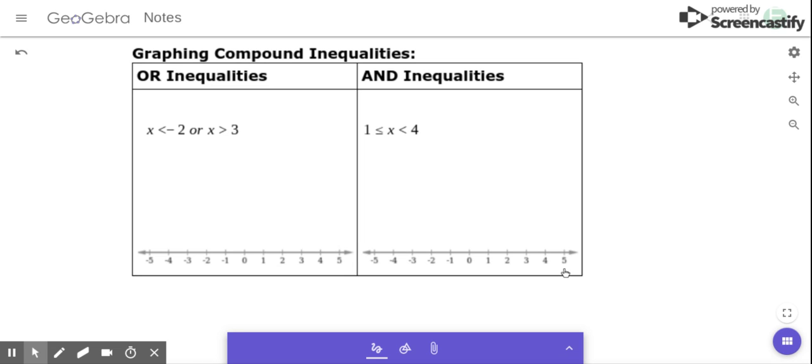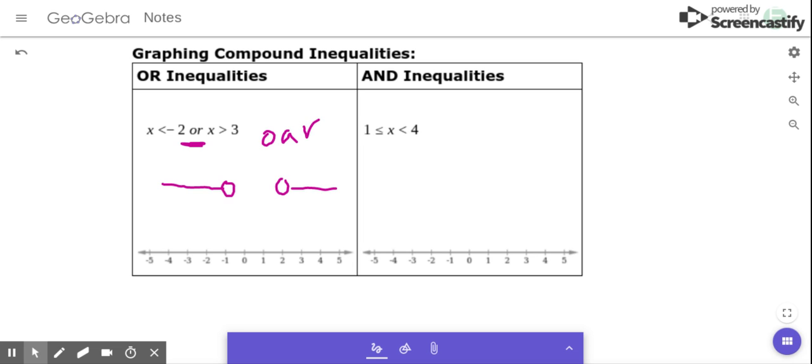Okay. Graphing inequalities. We have two types of inequalities. One is called an OR inequality, and it has the word OR in it. One thing I think of to remember this is that for OR inequalities, they're going to be two circles and then the shading off to the side. And to me, that reminds me of oars of a boat. So that's how I remember it.